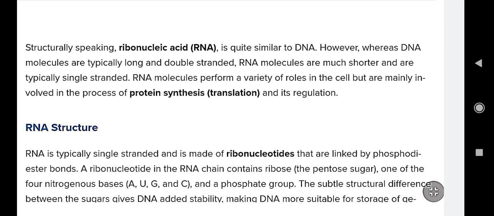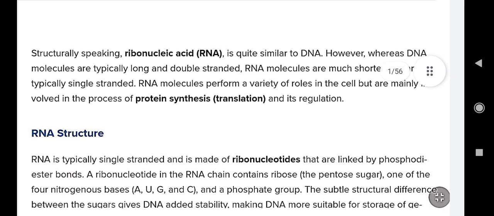And basically you know that RNA is single stranded, not double stranded, so it does not follow Chargaff's rule, which states that the amount of adenine in the DNA is equal to the amount of thymine, and the amount of guanine is equal to the amount of cytosine. It simply means that the total amount of purines in the DNA is equal to the total amount of pyrimidines. So RNA molecules do not follow this rule.